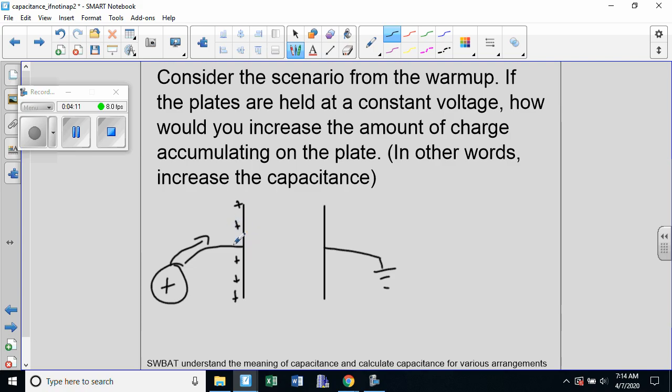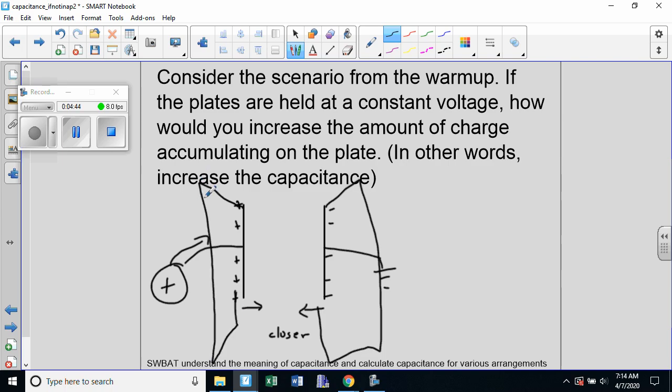So there is a limit. So you think about, how could I get more charges on here? How could I increase the attraction between the positive and negative side? Well, one way to increase the attraction would be to move them closer, right? The closer the plates, the more charge I can store because the attraction is going to be stronger. Okay? Another thing that we could do is we could increase the size of the plates. If we increase the size of the plates, then that allows for more room for charges to accumulate.